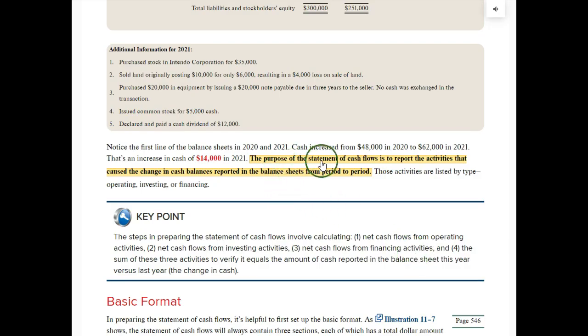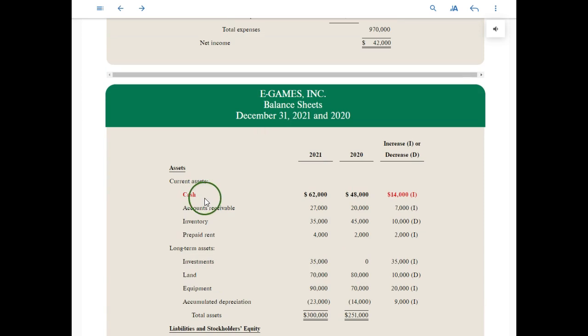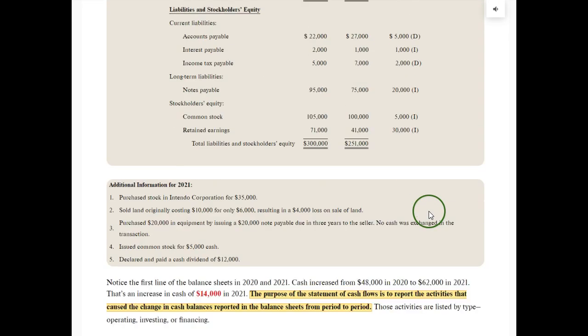Now again, the purpose of the statement of cash flows is to report the activities that cause the change in cash balances reported in the balance sheets from period to period. Let me go back up. We are trying to find all the transactions that occurred cash-wise and come up with this $14,000 increase. So we're going to go through the operating section, the investing section, and the financing section, and then come up with the net change in overall cash of the $14,000.